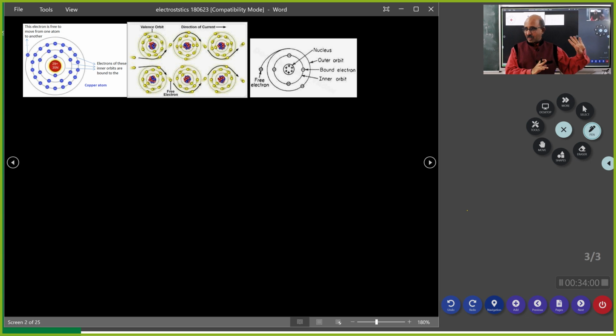Free electron is free electron. So copper has got some free electrons per unit volume. Iron has got a different number of free electrons per unit volume, and so on and so forth. It depends upon the material.